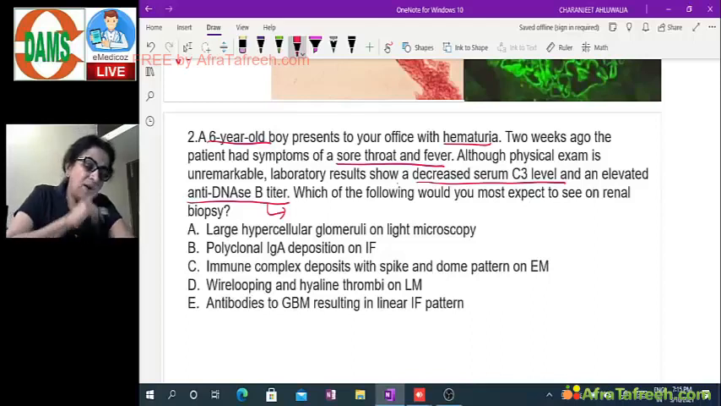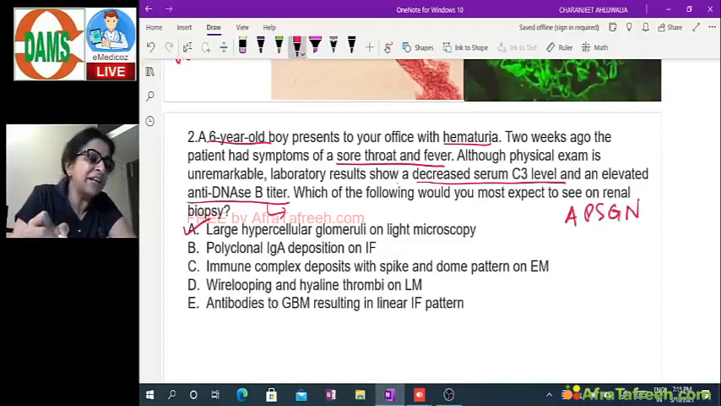Okay, now the answer to this is A. So this is acute post streptococcal glomerulonephritis, characteristic history. Rinzin has given the answer. Yes, you are correct. It's A, acute post streptococcal glomerulonephritis.